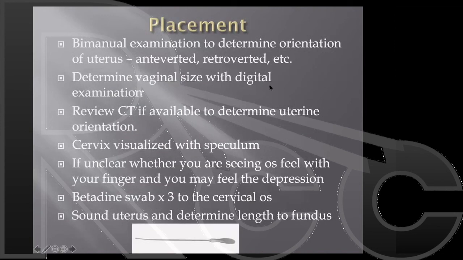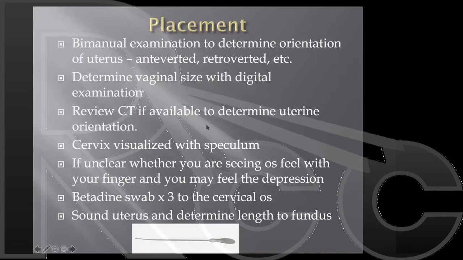We do a bimanual exam to determine the orientation of the uterus, whether it's anteverted or retroverted. Many times with image-guided brachytherapy, we already have imaging that tells us if it's anteverted or retroverted. If the uterus is really anteverted, I add 150 cc's of sterile water or saline to the bladder, and that's enough to get it pushed out so that the degree of anteversion is less.